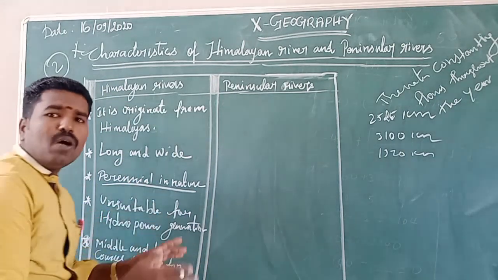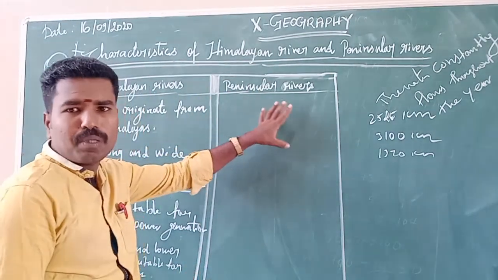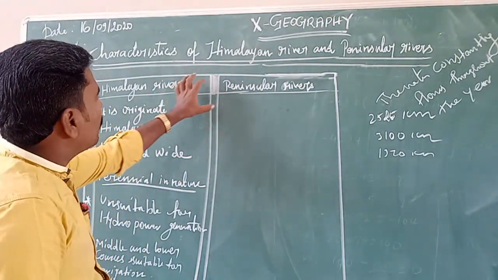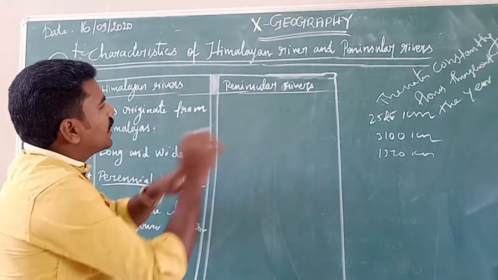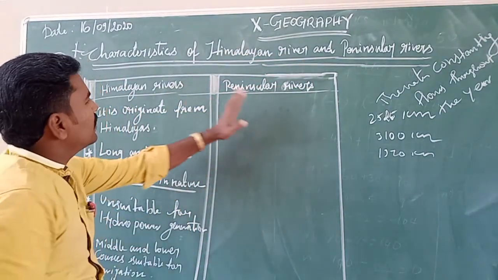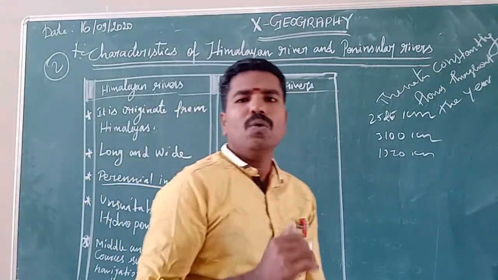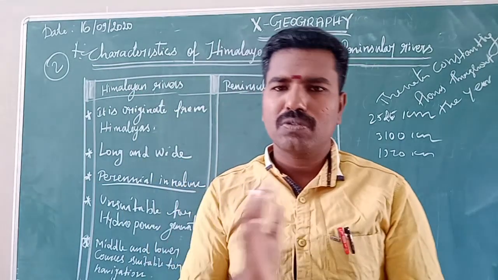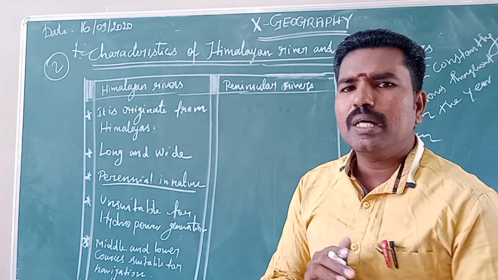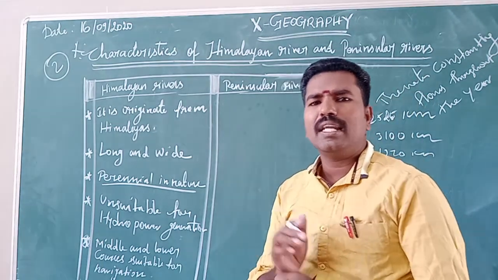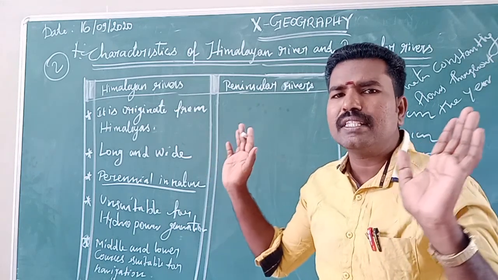Now we are going to discuss the important characters of the peninsular rivers. What is the meaning of peninsular? You know very well, we already studied that a peninsula is land covered on three sides by water, with one side land.